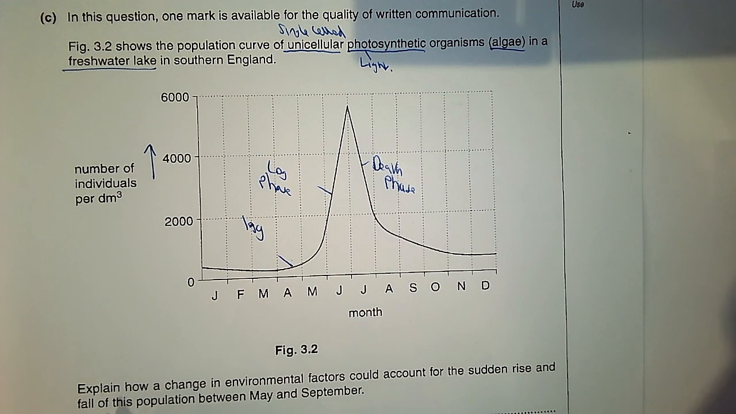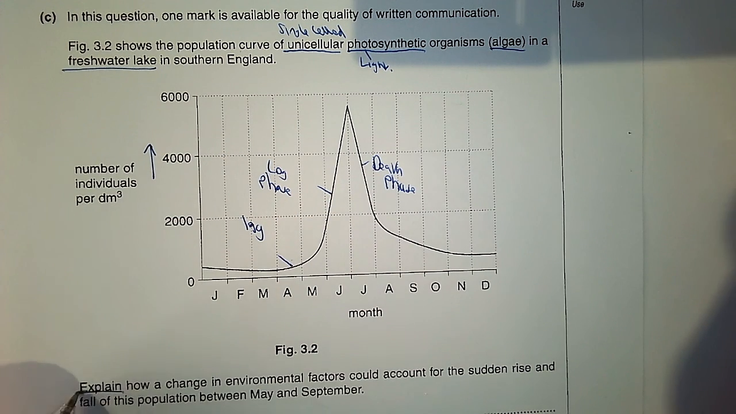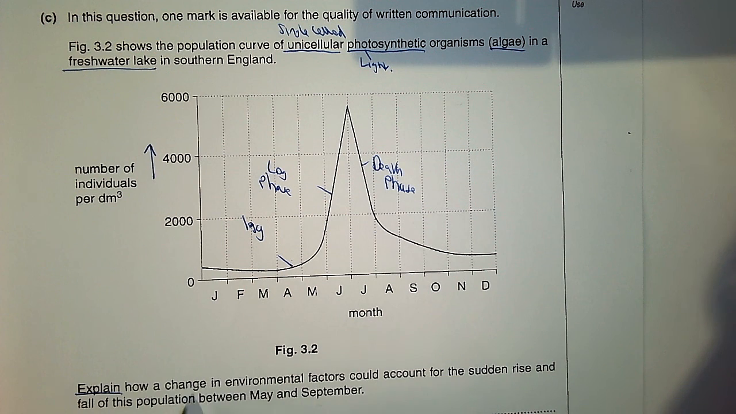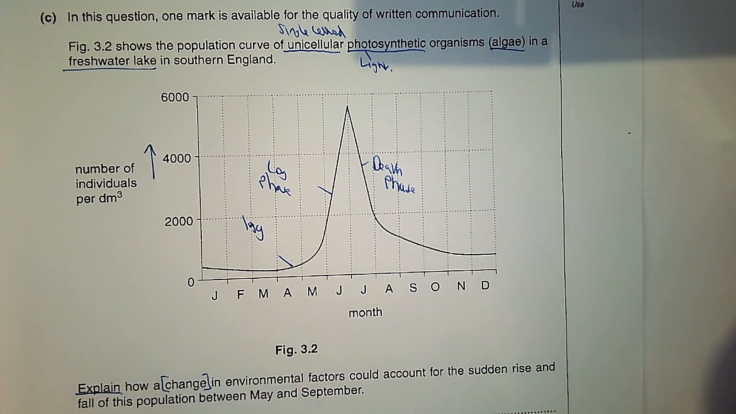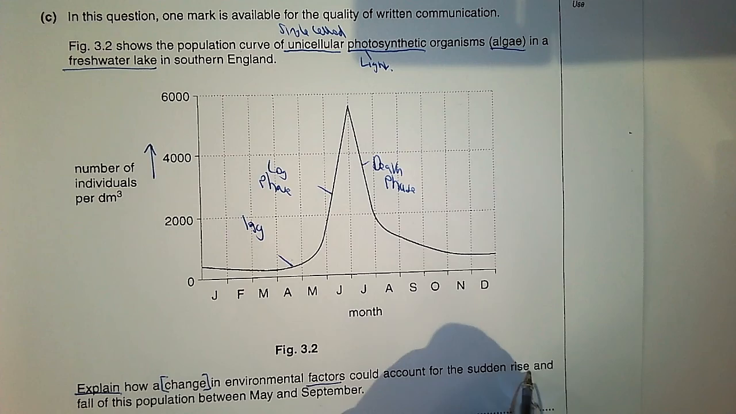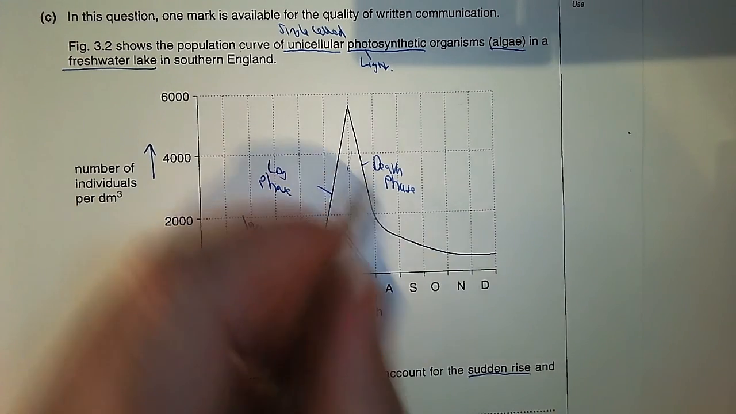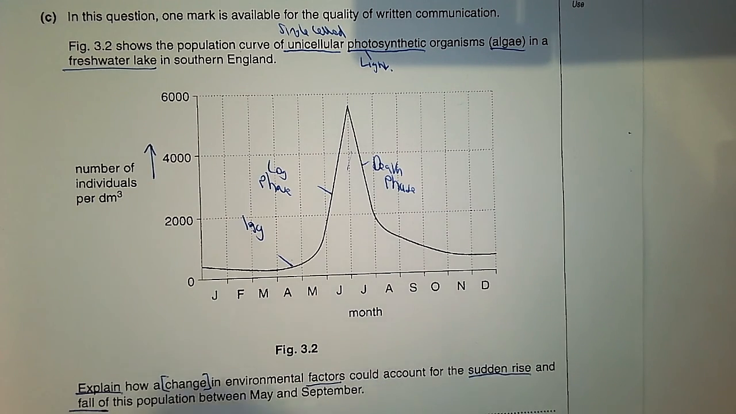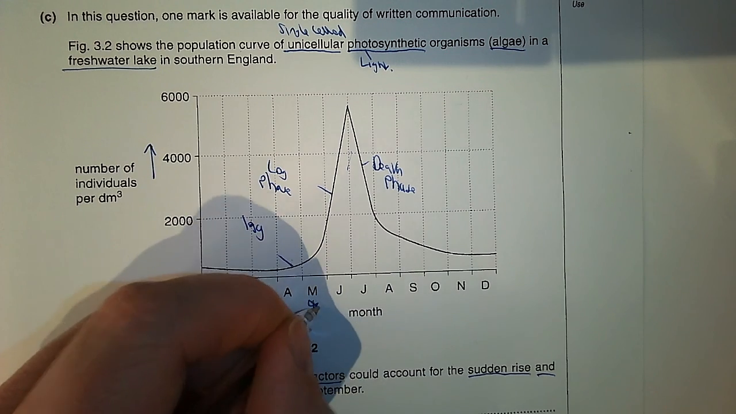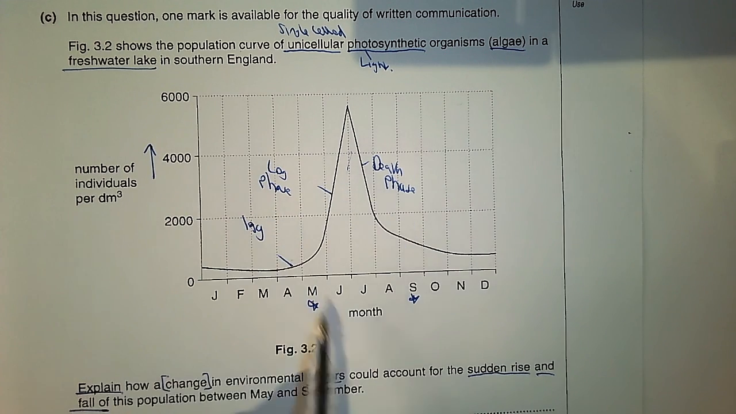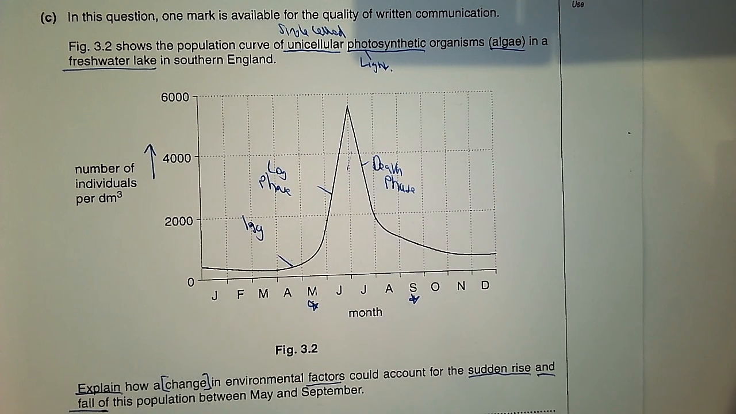The question says, explain, so we've got to use our science, how a change in environmental factors, so this is important that the environmental factors are changing, could account for the sudden rise, so why is it increasing, and fall. So we've got to talk about both, and that's in the population between May and September. So that's the part of the graph that we need to be looking at.